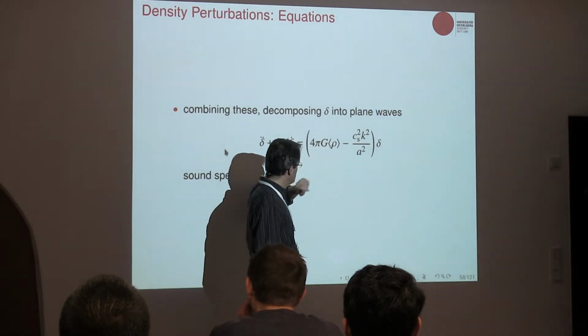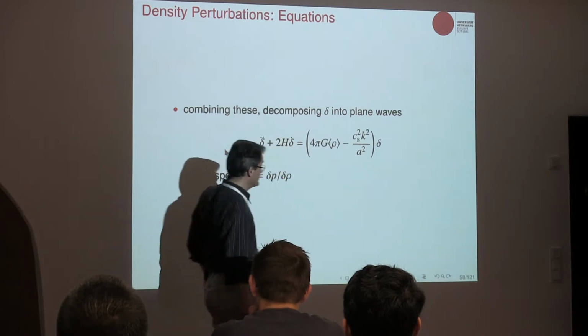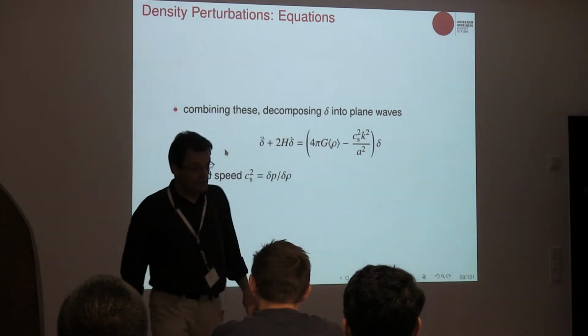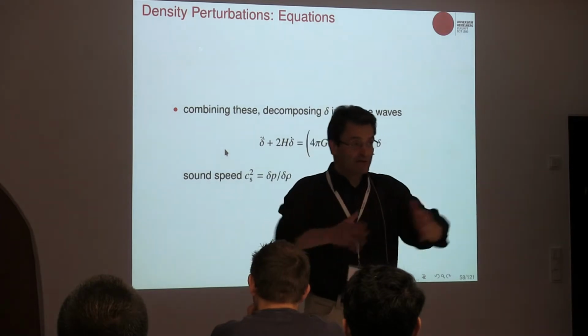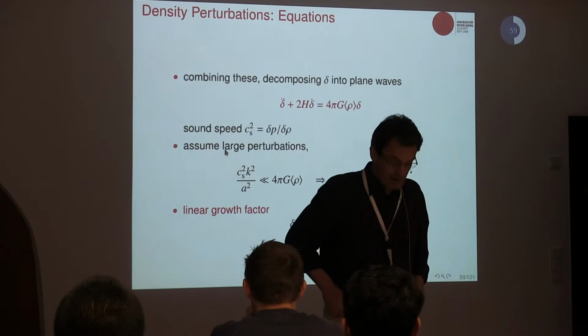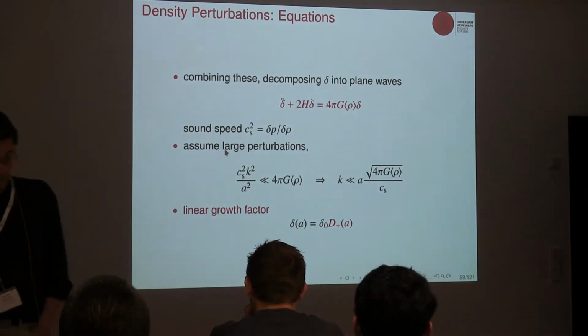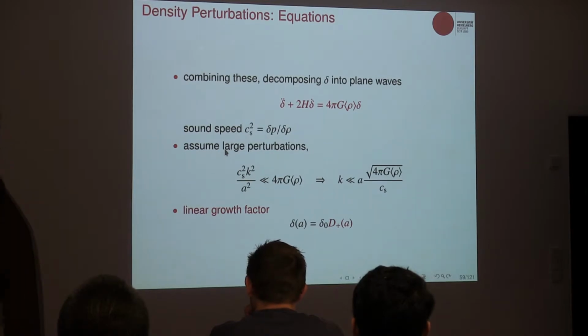Otherwise, perturbations grow. Because of the damping term, they grow linearly, right? That's the whole message of this equation. And so it splits between a regime that oscillates and a regime that grows, and we expect the growth to be algebraic rather than exponential. All right.